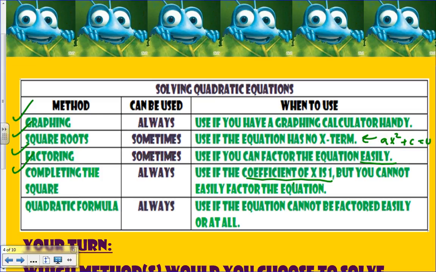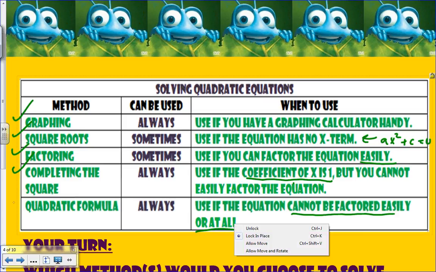And then finally, the quadratic formula that we just talked about always works again. And I would say, again, use it if it cannot be easily factored or cannot be factored at all. Because, again, factoring is probably the easiest way. If you can factor the quadratic, use factoring.